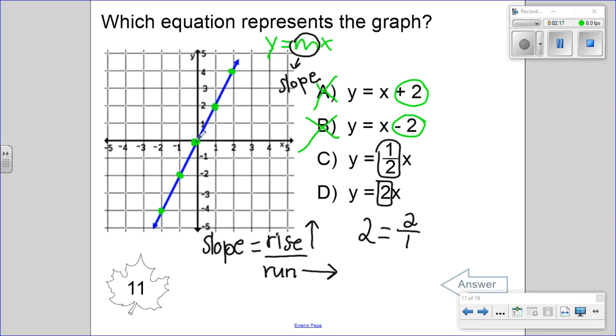So from my origin, I see that I need to rise 1, 2 units to get to the next point. So I rise 2. Now I want to see how far do I run or go to the right to get to this point. I see that I run 1. So my slope or rise over run is going to be 2 over 1. 2 over 1, 2 divided by 1 equals 2. So I'm going to go with choice D because my slope here should be 2. So that would be the equation of y equals 2x.